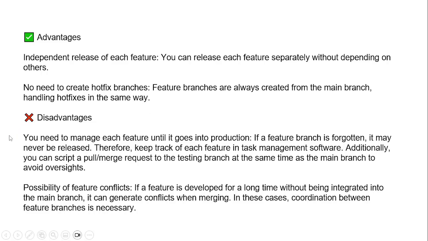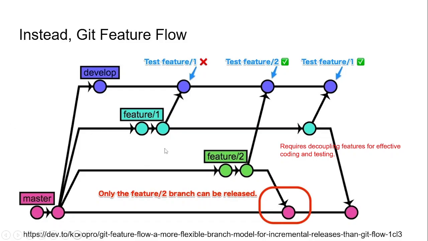There are also disadvantages, of course. You need to manage each feature until it goes into production. If a feature branch is forgotten, it may never be released. Therefore, keep track of each feature in task management software. So what I mean is that, for example, if we have 10 feature branches, we could forget the existence of one of those, and we never merge that to the test or the master branches.